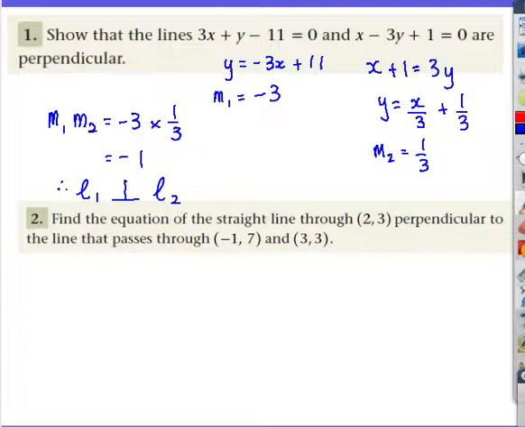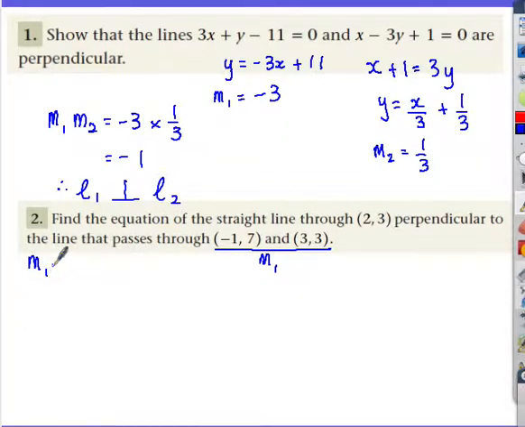Okay, so what we need to do here, our plan of attack will be to find the gradient between those 2 points. Now because it says the line that we're trying to find is perpendicular to the line that goes through these 2 points, once we've found the gradient of this, we'll call that M1, and the gradient of the line we're trying to find will be the negative reciprocal of that, and then we'll use the point gradient formula with that point and our new gradient. Sound like a good plan?